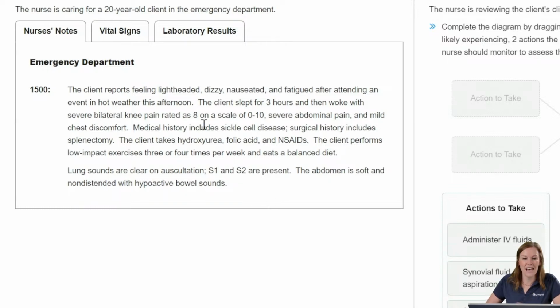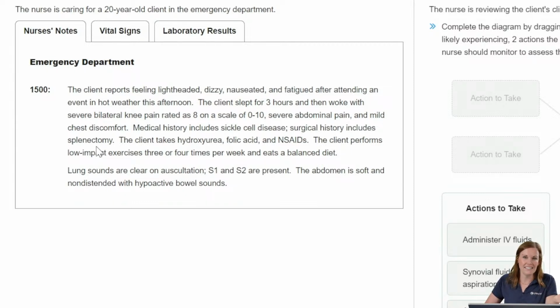Okay. So as you can see, we're starting off, we have a nurse caring for a 20-year-old client in the emergency department, and we have 3 tabs. This is what makes these next-gen items unique: there's a scenario, with more information than normal, not just a little intro sentence. With all of these items, we're going to be incorporating multiple steps of the clinical judgment measurement model.